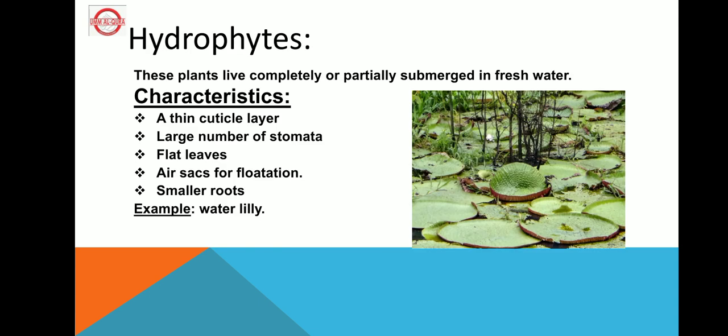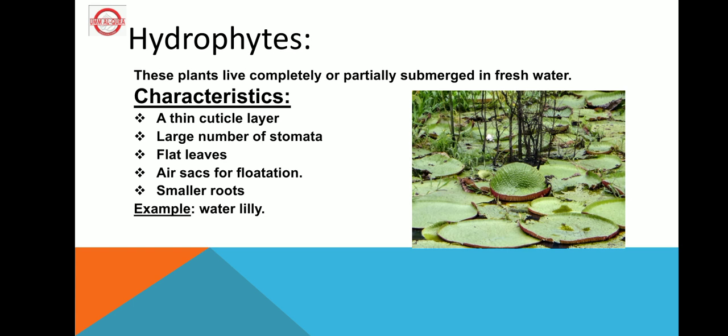Number one is hydrophytes. Hydro means water and phytes means plants. First of all, we will discuss its definition. Hydrophytes are those plants which live completely or partially submerged in fresh water. These plants live in fresh water. Fresh water means the water of rivers and streams.